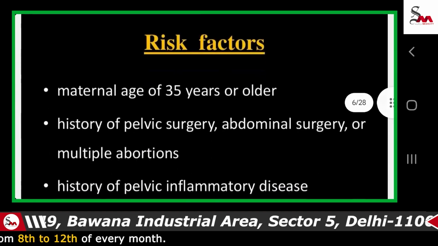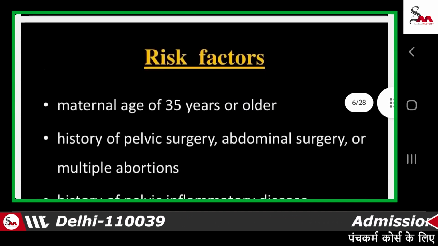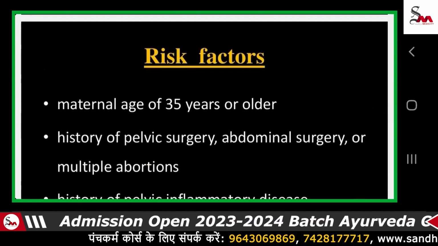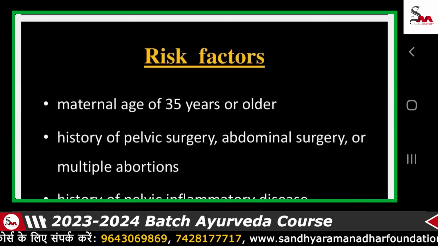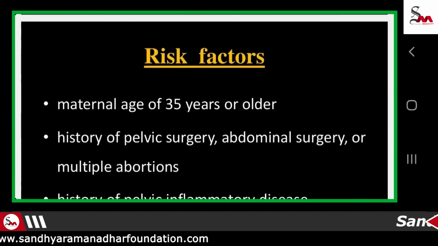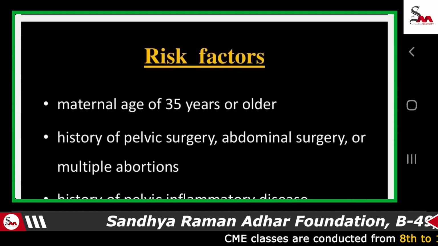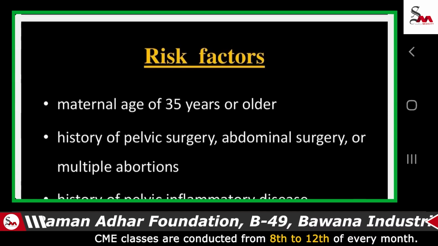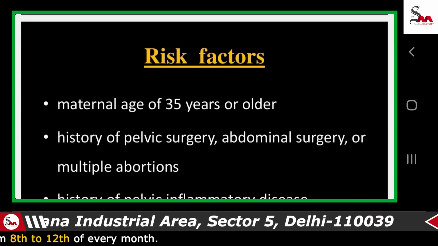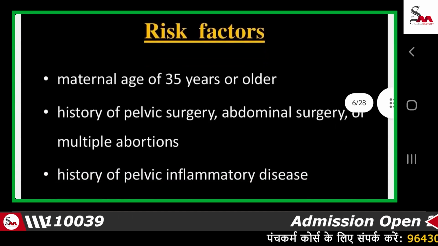So what are the risk factors? These are the conditions, and these factors facilitate those conditions, like maternal age of 35 years or above, which comes under the elderly primigravida. So it is advised to have pregnancy, at least the first pregnancy, before 30 years of age, and after that it comes under the elderly primigravida, and after 35 years of age the chances of abnormalities increase.